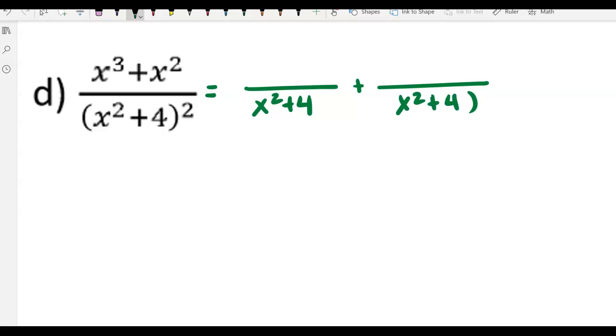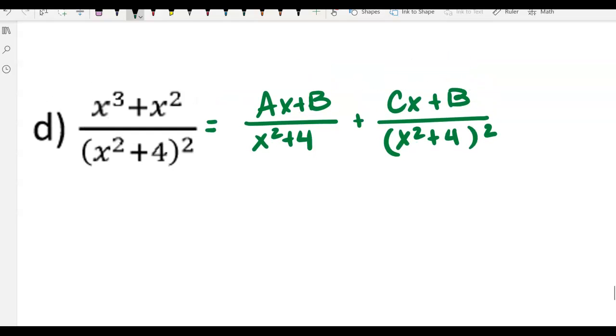Right. Okay. Because this is, question, linear or quadratic? So that means the numerator is 1 degree less. So what would the numerator be? Ax plus B. Over here, what do we want to write on the second one? Okay. Then we are going to solve for A, B, C, and D. What should we do first?